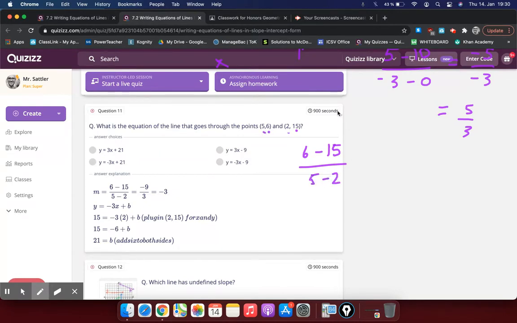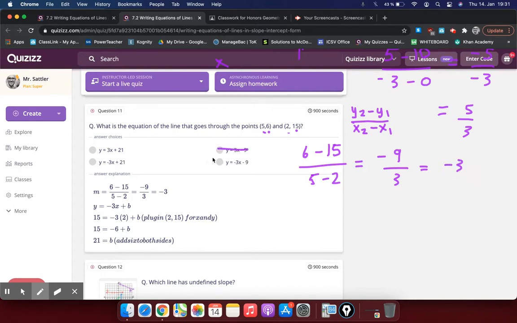Make sure if you do x1 minus x2, make sure you do y1 minus y2, because maybe some of you learned you can actually do y2 minus y1, but then just make sure you're doing x2 minus x1. And it doesn't matter. It does not matter. So this is going to be negative 9 over 4. Oops, not 4. 5 minus 2 is not 4. It's 3. So this comes out to be negative 3 for our slope.